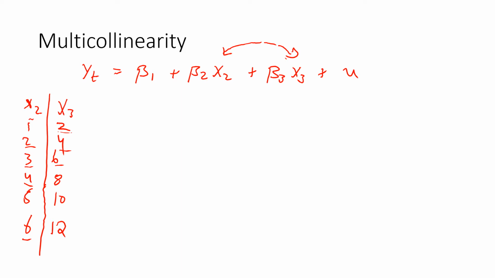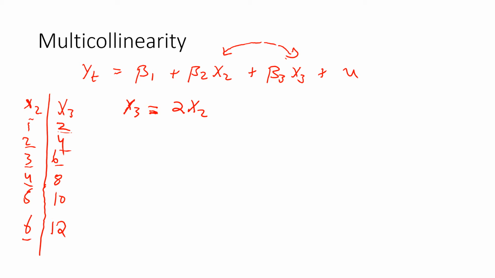So these are related. x3 can be given by a linear equation such as x3 is equal to 2 times the value of x2. So there is a perfectly linear relationship.